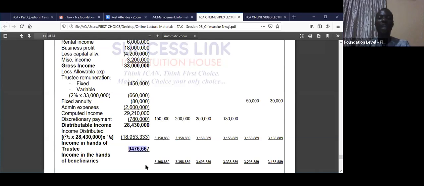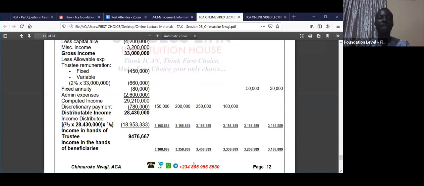Then income in the hands of the beneficiary, which we are told to look for, is simply this and this together, give you this. 200 plus this gives you 3,358,889. This plus this gives this, this plus this. Now, this one, you add three figures, you add these two figures to give you this. So that is the income in the hands of the beneficiary.